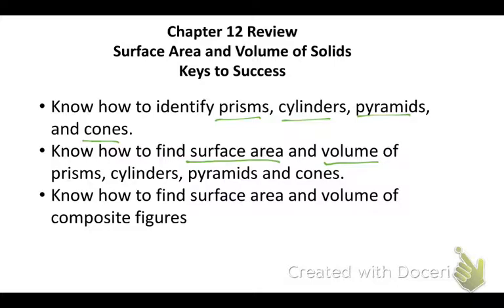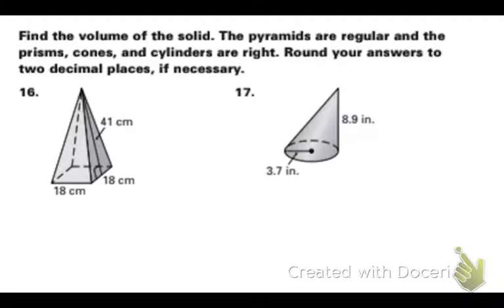So that's when we take a cone and add it to a cylinder, or we take a prism and add it to a pyramid. And so you need to find both the surface area and the volume of those composite figures. It means they've been added together. And we'll do a couple of those in this video. Okay. So first we're going to work on volume.